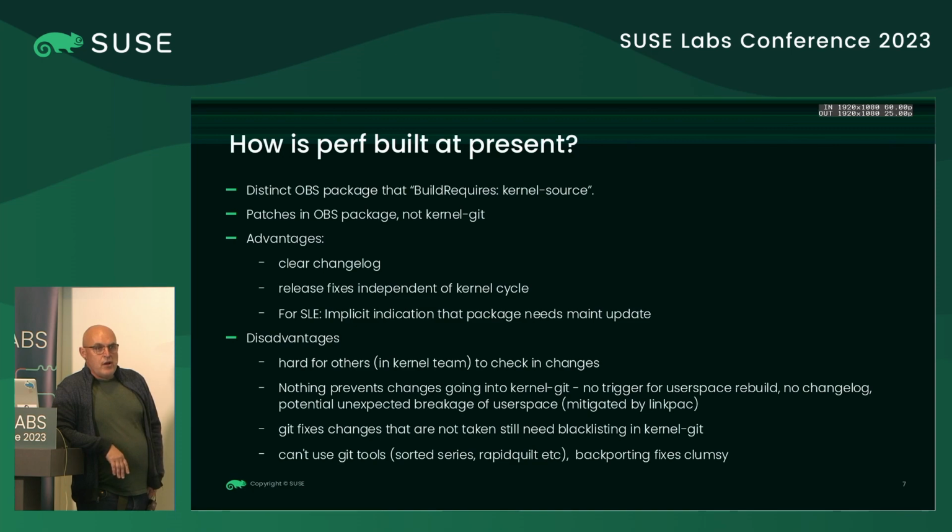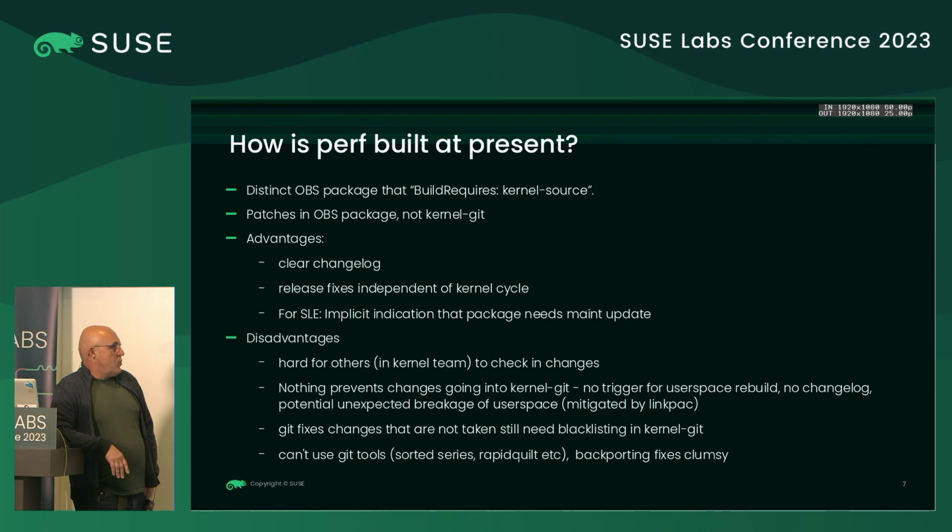There's no way to know, no way to trigger an update of the user space package. There'd be no change log. So it would never get released until the next time we actually pushed a perf update out, and then it would mysteriously come out without a change log, as part of the new perf package.